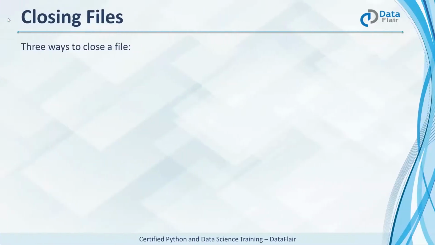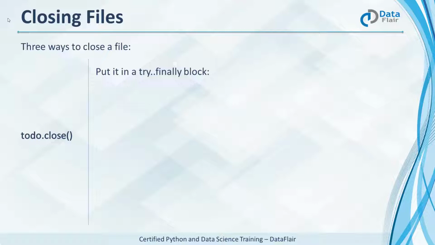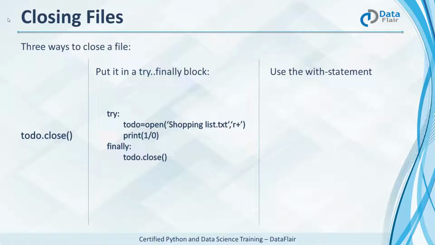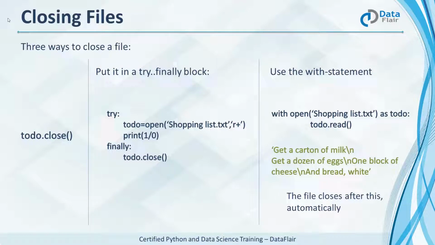And to close files and free up resources, there are three ways. With the close method, putting it in a try finally block, using the finally to close the file, and using the with statement. This opens shopping list as todo, reads it, then closes it when it's done.